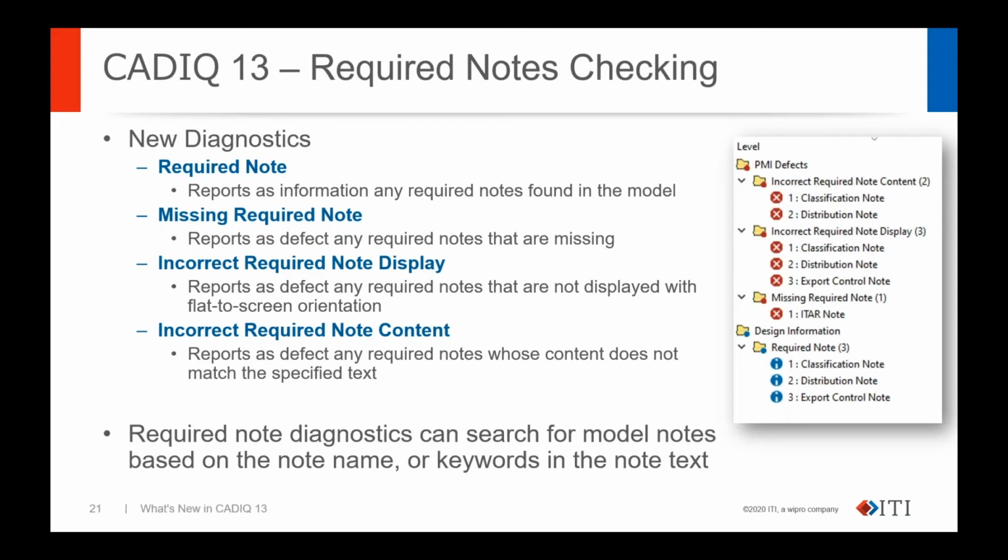The first one is an information diagnostic called required note, and this is really just positive confirmation that the required notes exist if they're found. So you would configure CADIQ to say I need to look for a classification note, a distribution note, export control note, and an ITAR note. The ones that are found are displayed as information in this required note diagnostic. Here we can see we've got classification, distribution, and export control notes.